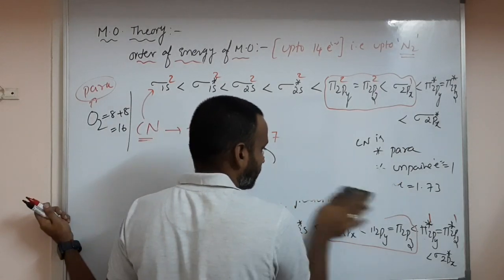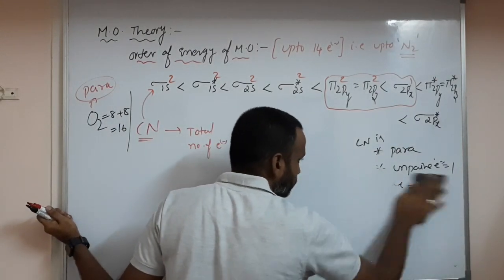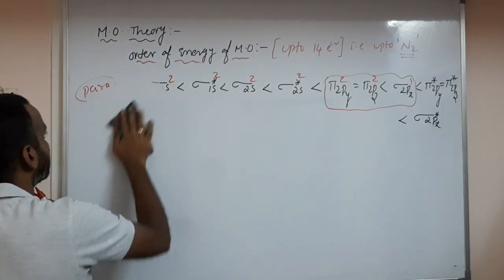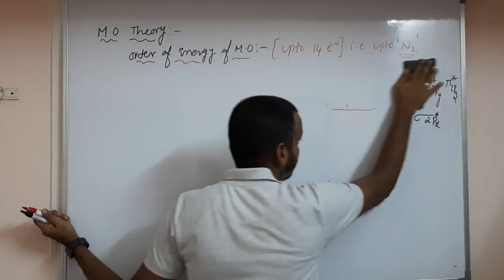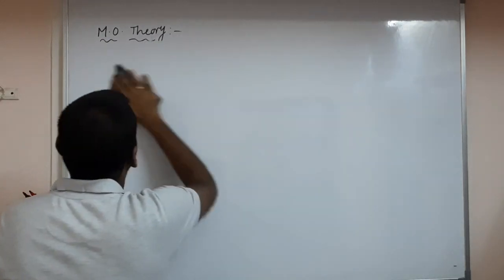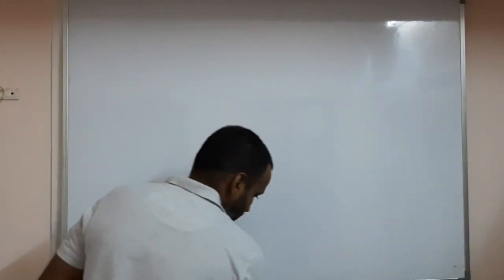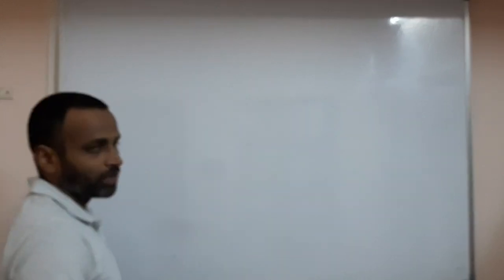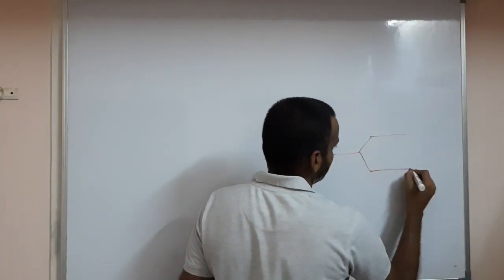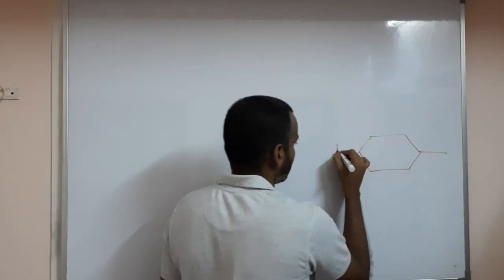For greater than 14 electrons, how to write it, I also told you. So for less than 14 electrons and up to 14 electrons, what we have to follow? Now we have to discuss the MO diagram. We will write it like this, as revision.